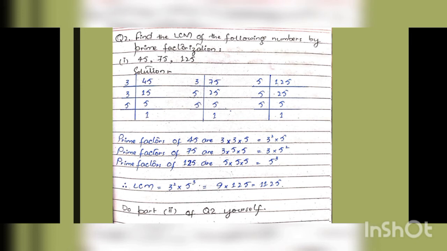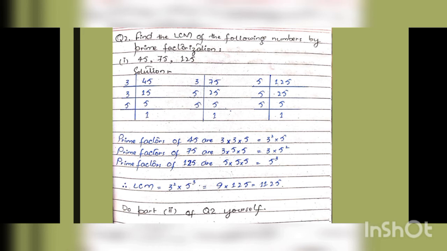Okay, we have 3 and 5, the first with the exponent 1, the second with the exponent 2 and the third with the exponent 3, but we are going to pick the one with the exponent 3. So we have written LCM equals 3 raised to the power 2 into 5 raised to the power 3. 3 squared equals 9, we all know, and 5 cubed equals 125. 5 raised to the power 3 means 5 into 5 into 5, which is equal to 125. Then 9 multiplied by 125 equals 1125, and that's your answer.